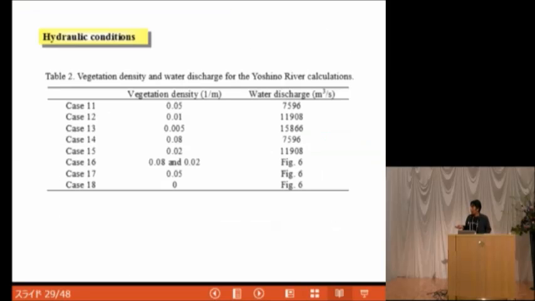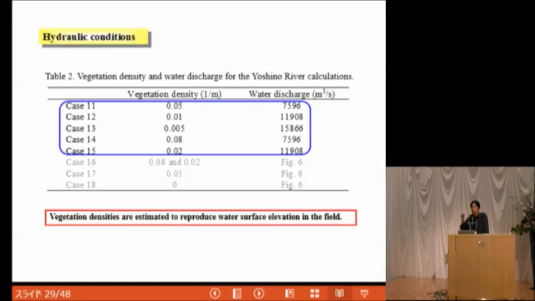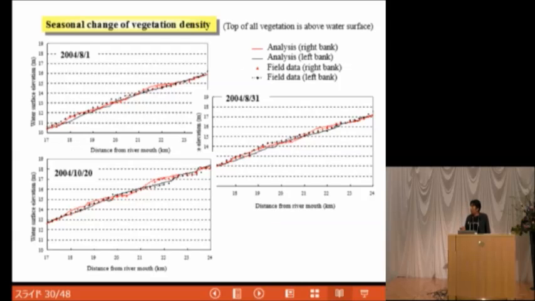We performed 8 calculations, and for the first 5 calculations, we supply the water under steady flow condition. That discharge value is the peak discharge for each flood, and the vegetation density is calculated based on the numerical analysis. So this value is not a measured value. I will show you what I mean.